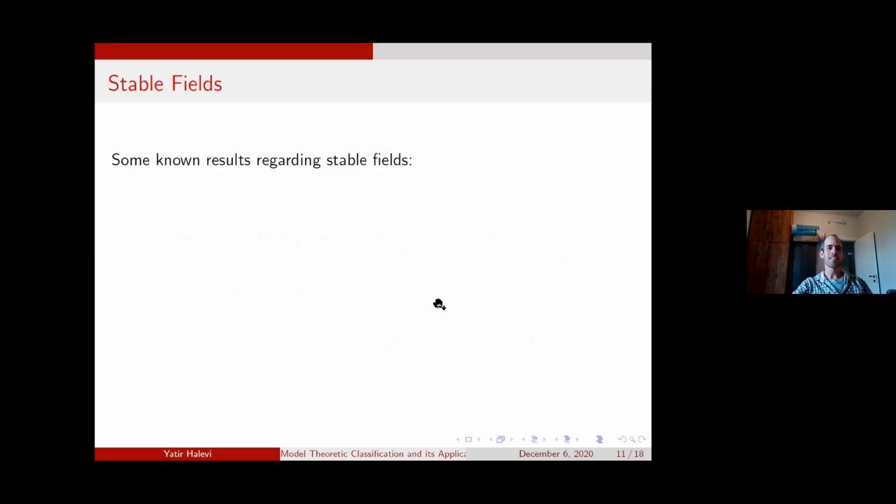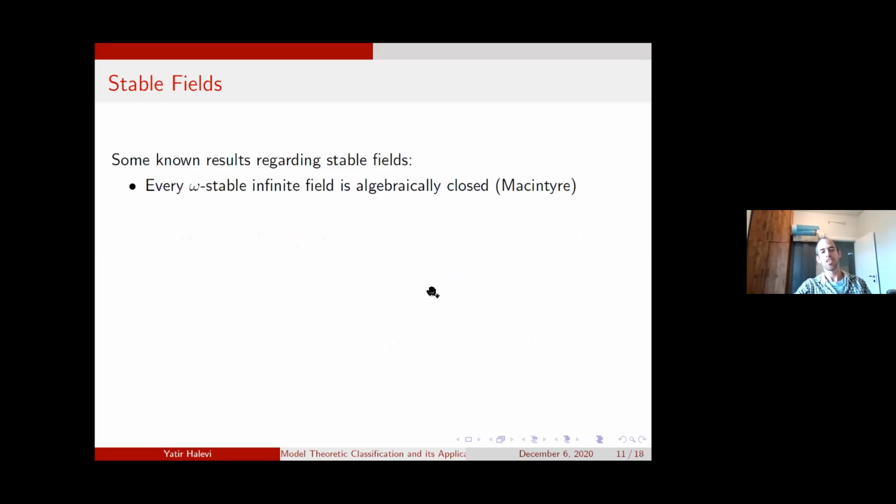Okay, let's start off on stable fields. What do we know about fields? The only assumption that we have on them is that their theory is stable. Okay, not much, right? I'll start. But let's assume that we have an omega stable infinite field.